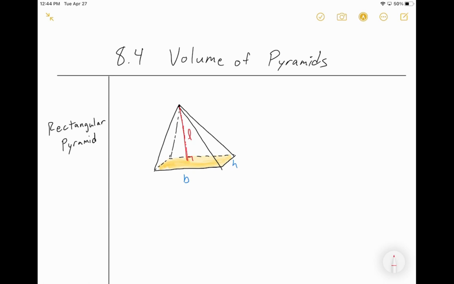So now what are we going to do? Let's do our formula, right? The formula for the big blue box, the rectangular prism, was this. Volume is equal to base times height times the length. But remember, that was for a rectangular prism.